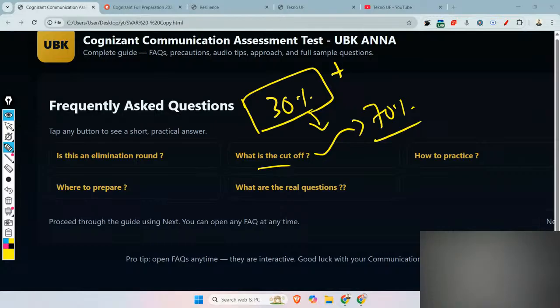Now I'm going to discuss what common mistakes students make and what changes they have made this year. Let me discuss all of these, and at the end I'll tell you how to practice, what the real questions are, and where to prepare. I'm going to discuss all of these a few minutes later.